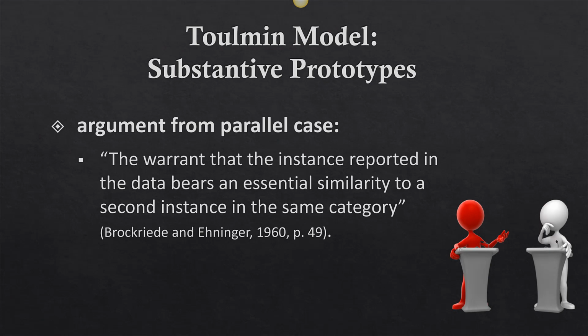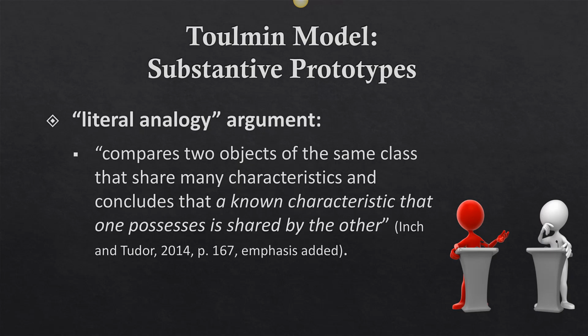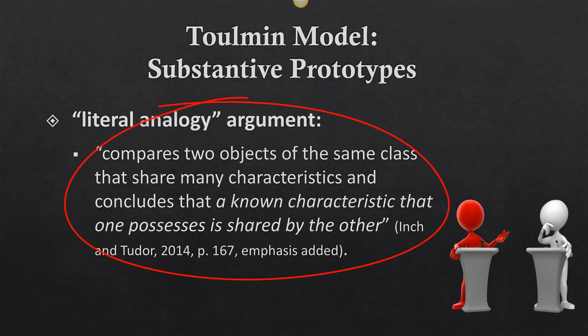In our previous video, we looked at argument from parallel case. According to Brock, Reagan, and Enninger's 1960 article, they define it as follows. The warrant that the instance reported in the data bears an essential similarity to a second instance in the same category. In other words, this is what Inch and Tudor define as a literal analogy argument. In this kind of argument, we compare two objects of the same class that share many characteristics, and we conclude that a known characteristic that one possesses is shared by the other.